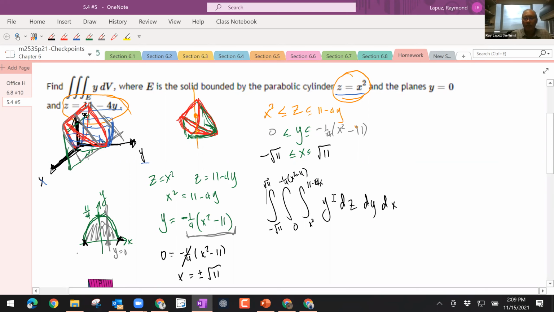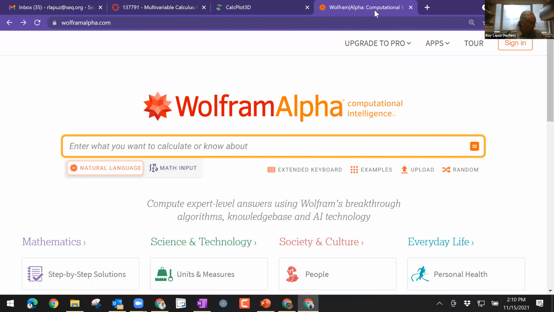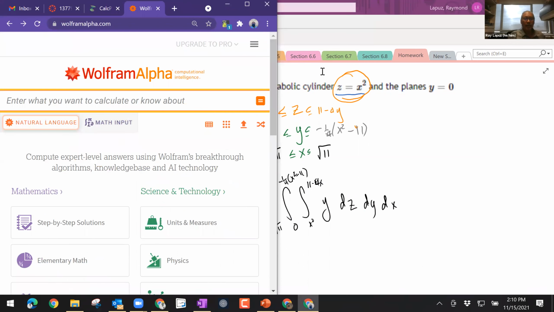Now, the first integral probably isn't too bad. The second integral might not be so bad either, but then you have to put in this negative 1/4 x squared minus 11 for the y variable. And then finally, you're going to put in plus and minus square root of 11 for x after you integrate that. So that could get a little messy. Why don't we go ahead and use our graphing calculator, or our integral calculator, for this.